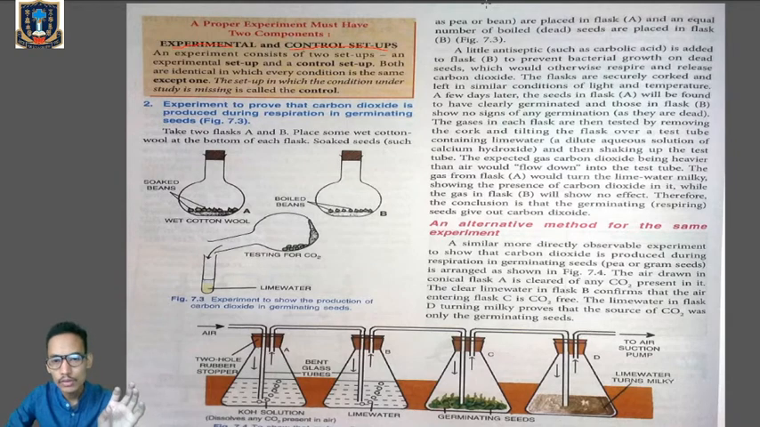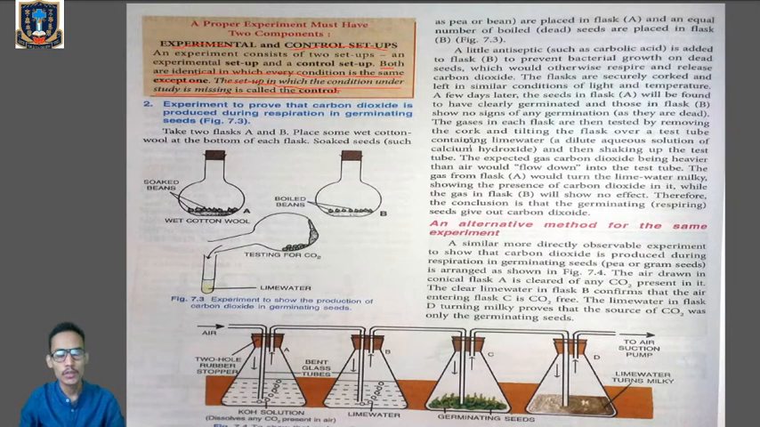Clear? So all the things will be similar in the experimental setup and the control setup. All the conditions will be the same, except that whatever thing we are going to test, or are trying to prove, that particular thing will be absent in the control setup. So we can see here that both are identical, in which every condition is the same except one. The setup in which the condition under study is missing is called the control setup.